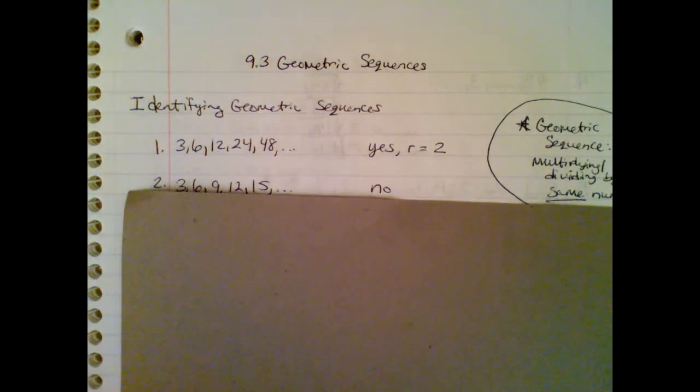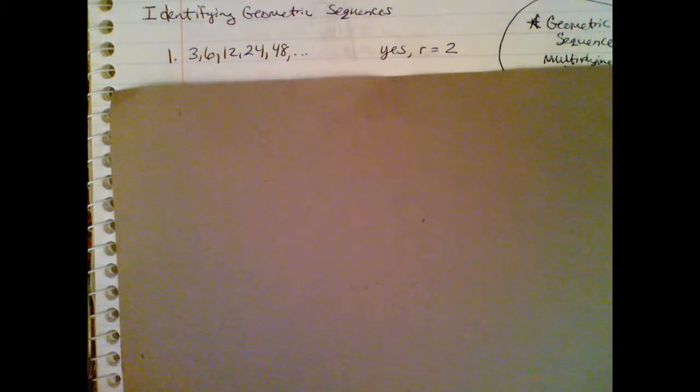So for this one, to start off with, I have some examples. We're going to just go through and say yes or no, is it a geometric sequence? Okay, so for this first problem, we have 3, 6, 12, 24, 48. Notice each time they're multiplying by 2. So we would say yes, it is a geometric sequence, and our R represents 2.